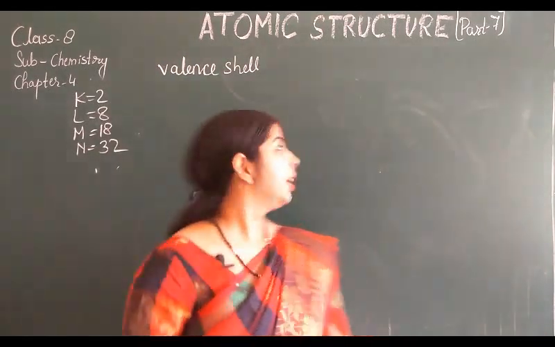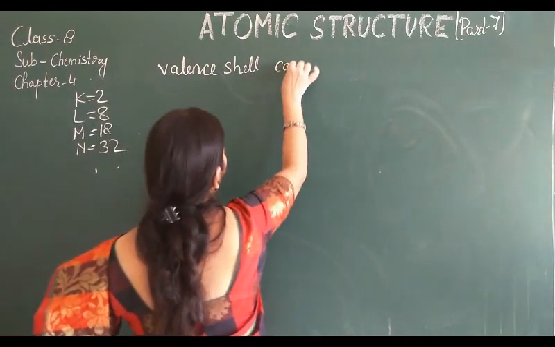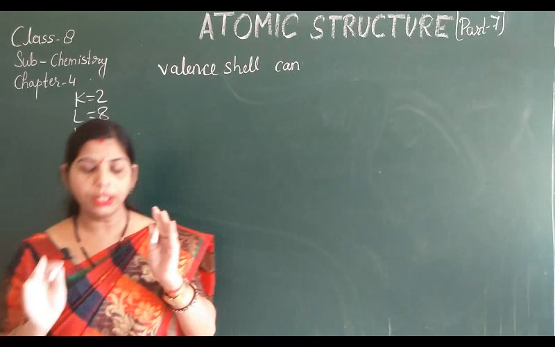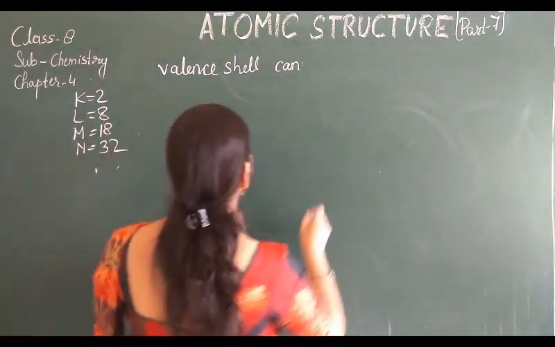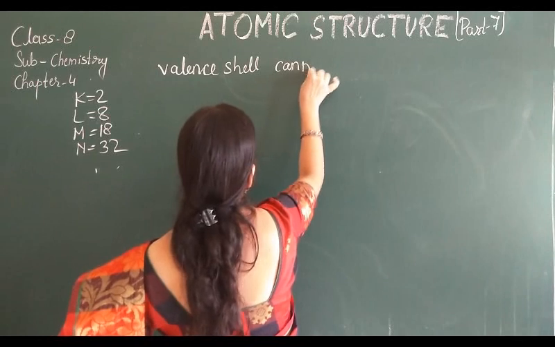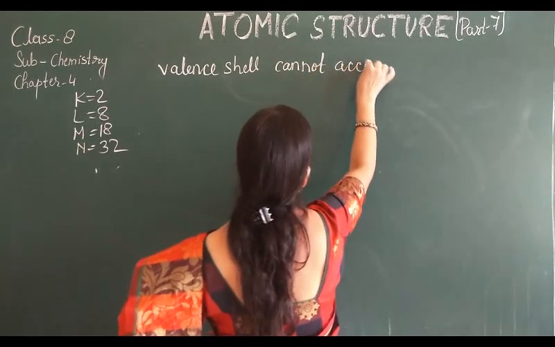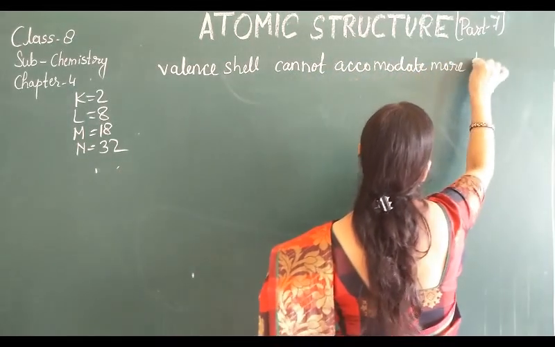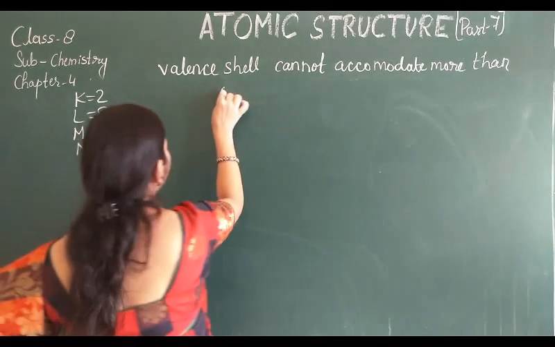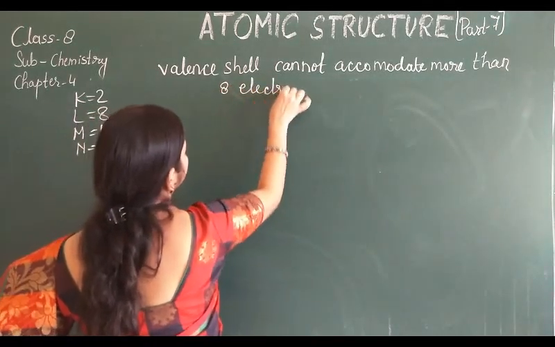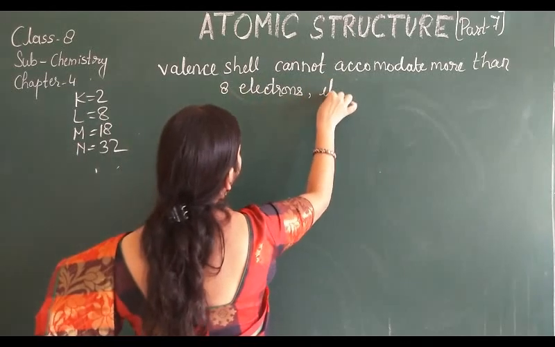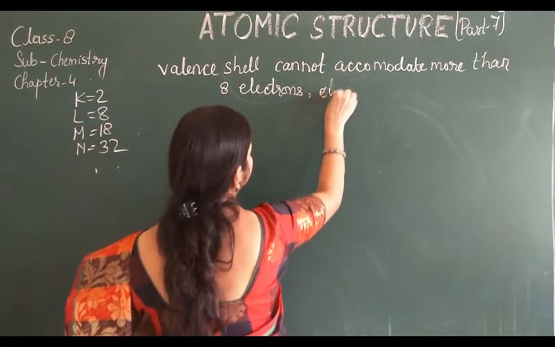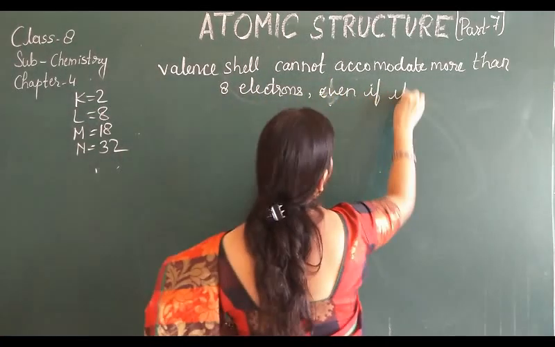Now this valence shell can accommodate 8 electrons, or you can say the valence shell cannot accommodate more than 8 electrons, even if its capacity is more.